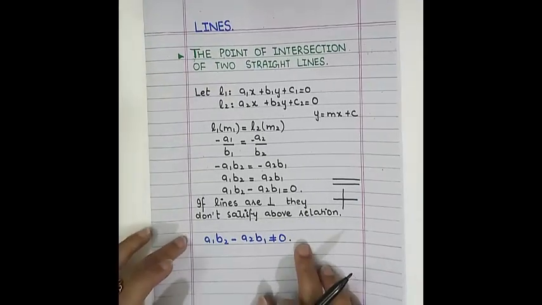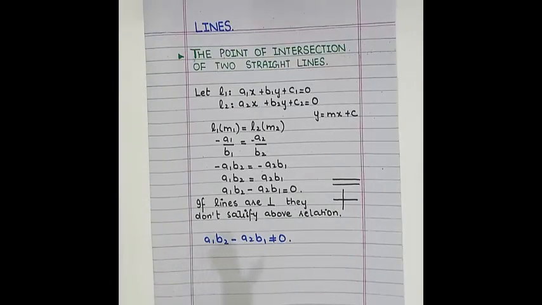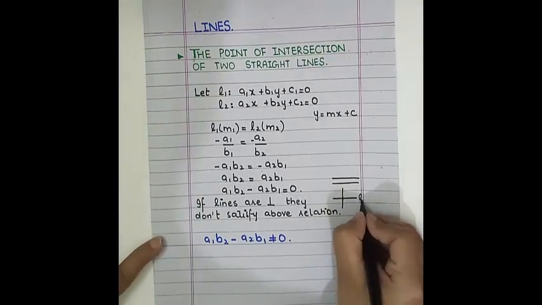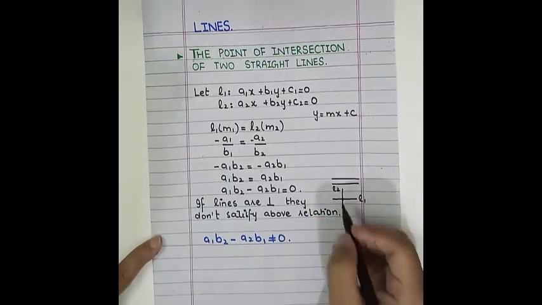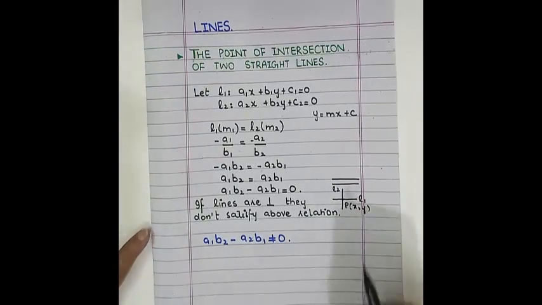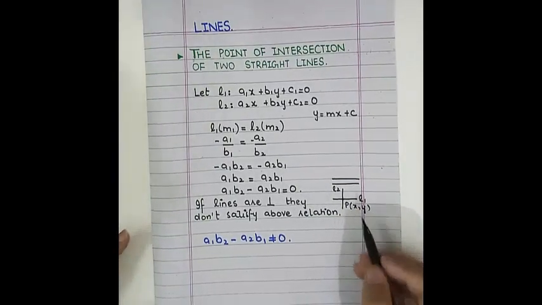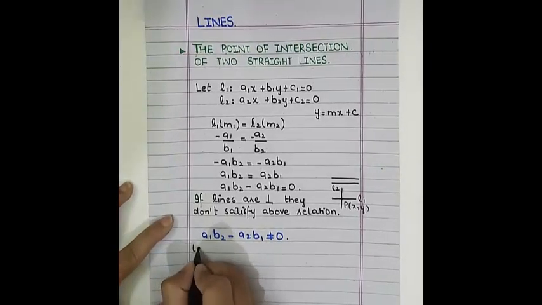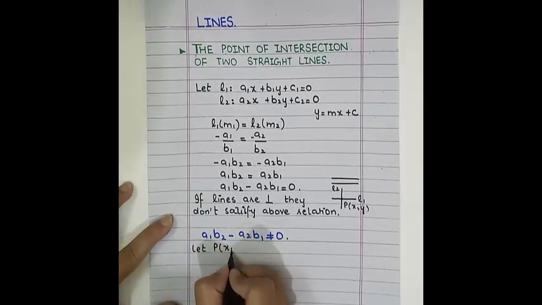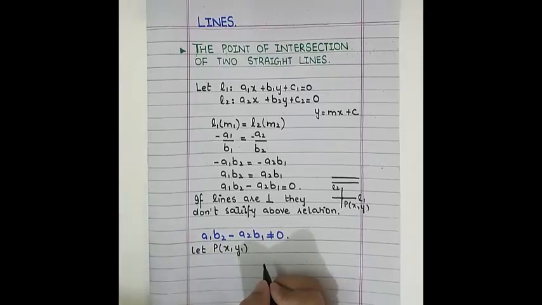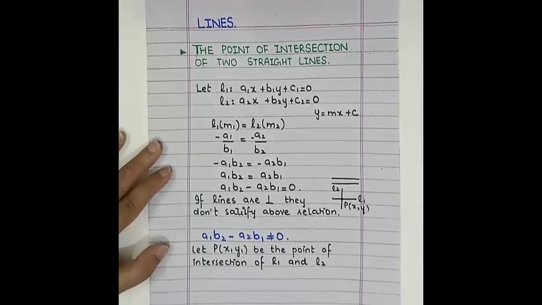Now we will derive the point of intersection of two straight lines. How can we calculate it? If this line is L1 and this line is L2, then obviously they are intersecting at some point P having the coordinates x, y. So to find out the values of x and y, we will do a derivation. So we let P, having the coordinates x1, y1, be the point of intersection of L1 and L2, right?